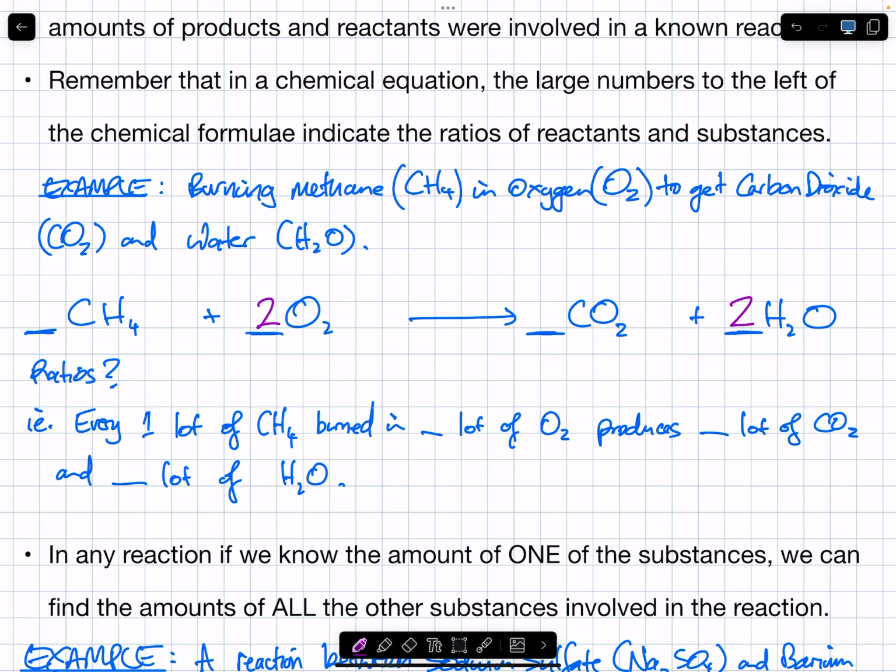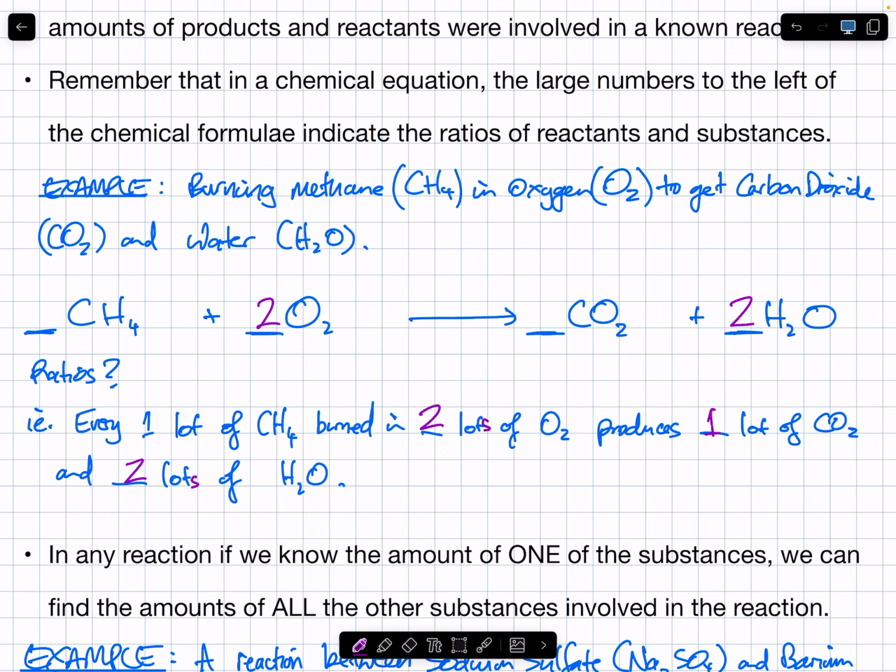Every 1 lot of methane, how many lots of oxygen do I need to burn it with? According to this, 2. Every 1 lot of methane burned in 2 lots of oxygen produces how many lots of carbon dioxide according to our balanced equation? 1 lot of carbon dioxide. And how many lots of water? According to that, what's the number in front of H2O? 2. 2 lots of H2O.